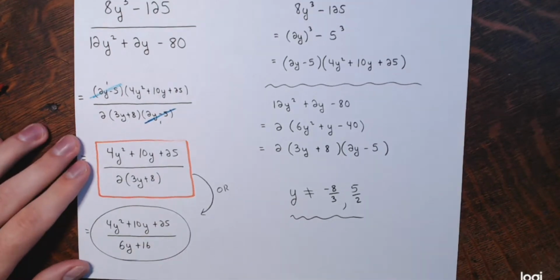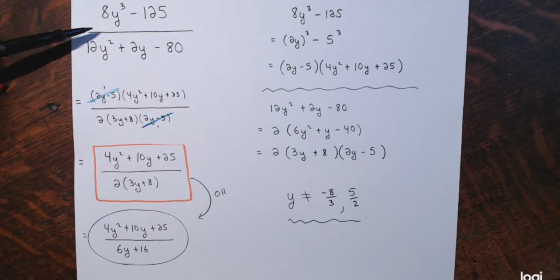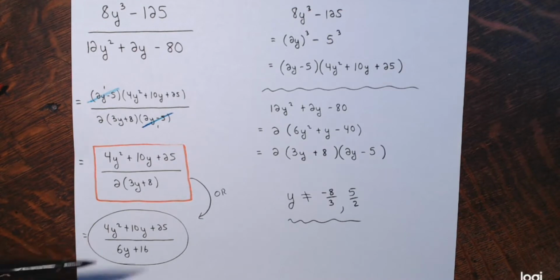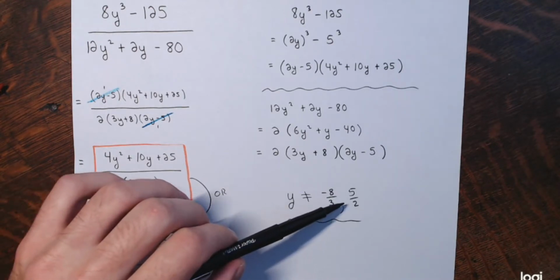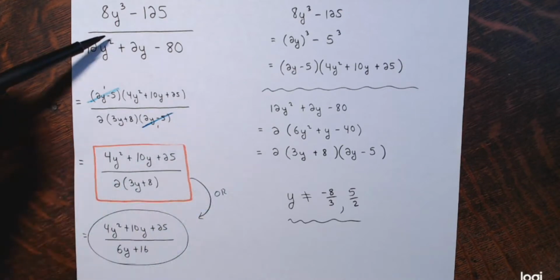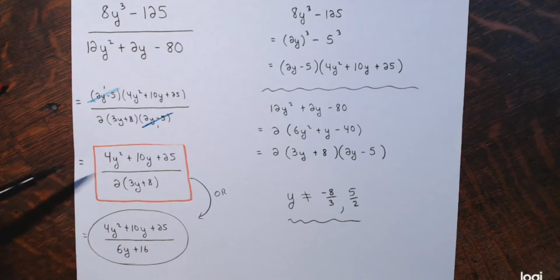And then once again, if you wanted to test it, test out, is this original expression actually equal to this final one? Test some values of y. Replace y with 0, 1, 2, 3, whatever you want, -5. As long as it's not -8/3 or +5/2, the value of the original expression should be the same as the value of this final expression, however you have it written.